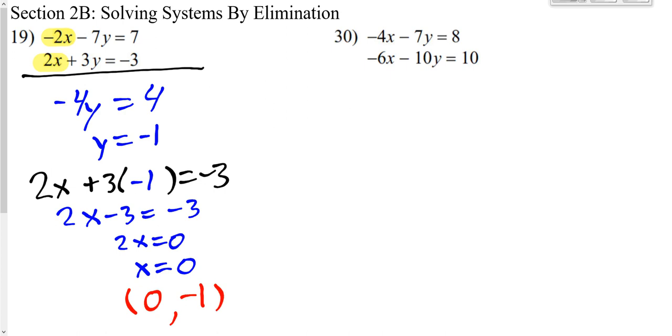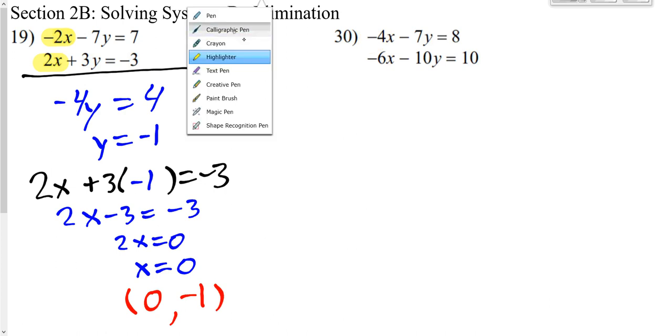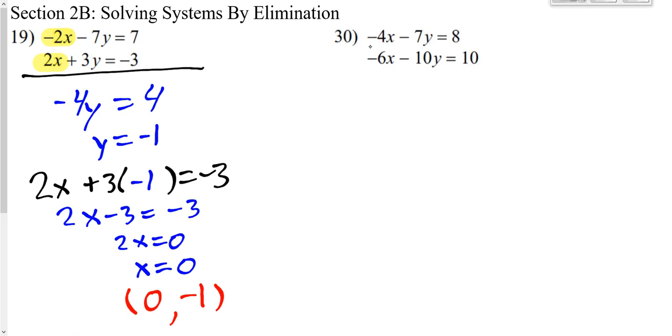So I need to think of a number that 4 and 6 will both multiply into. Now, I'm going to realize that 4 times 3 is a 12, and 6 times 2 is a 12. So I'm going to try to get what's in front of my x's to be opposite. So one of them I need to have as positive 12. One of them I need to have as a negative 12. So I'm going to multiply both sides of this top one by a negative 3. And when I do that, I get a 12x plus a 21y is equal to a negative 24.